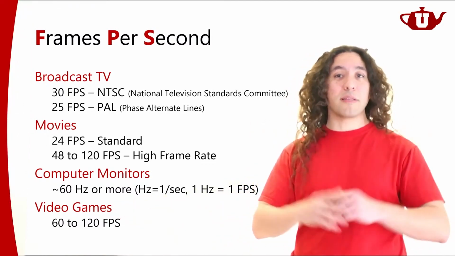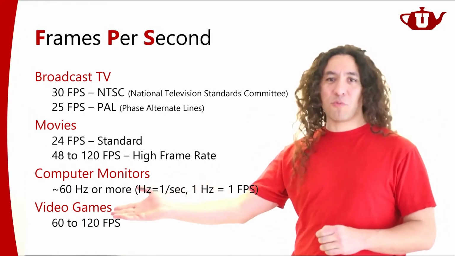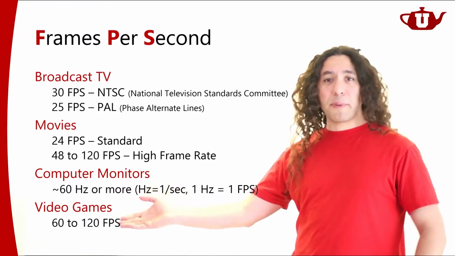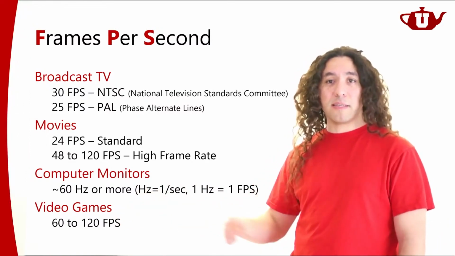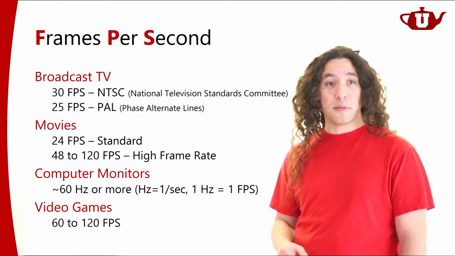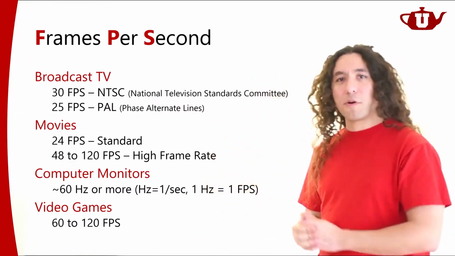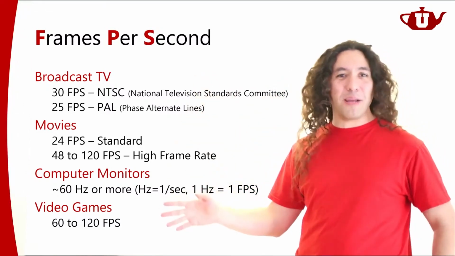So if you crank up all the rendering parameters of your game, then maybe your computer won't be able to keep up with 60 frames per second. But they typically target 60 or 120 frames per second, and high frame rate is oftentimes preferred. So these are the sort of standards for video frame rate, and they vary quite a bit, as you can see.